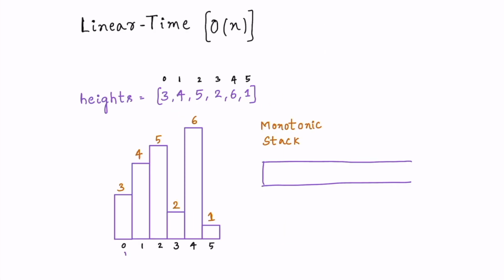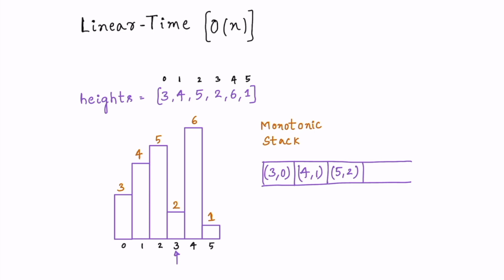Let's look at how this works. We start from index 0 and the stack is empty for this index, so we add this bar to the top of the stack. So height of the bar is 3 and index is 0. Next, we go to index 1. Since the height of this bar is greater than height of the bar at the top of the stack, which is 3, we add this bar to the stack. Height is 4 and index is 1. Next, we move to index 2. Similarly, height is greater than height of the bar at the top of the stack, so we add 5 to the stack. 5 and 2. Next, we move to index 3.